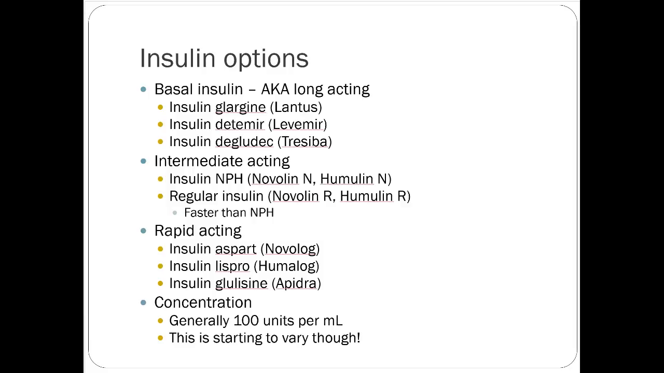So sometimes we're seeing more products that are 200 units per mil, 300 units per mil, and there's even an old product, a regular insulin, called U500. It's 500 units per mil. And we'll talk about the challenges with that here in a second, and what to think about that.